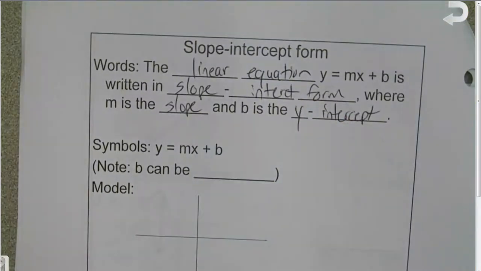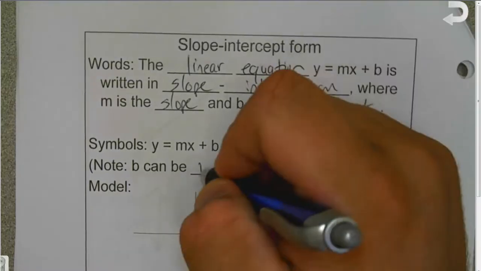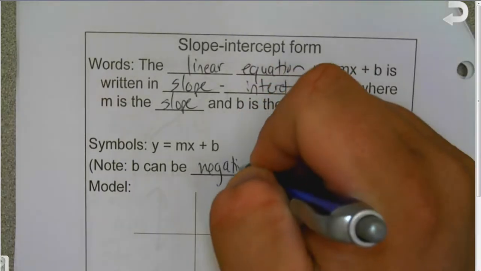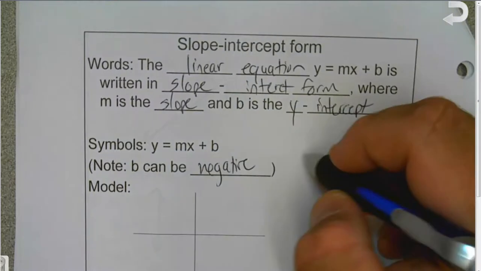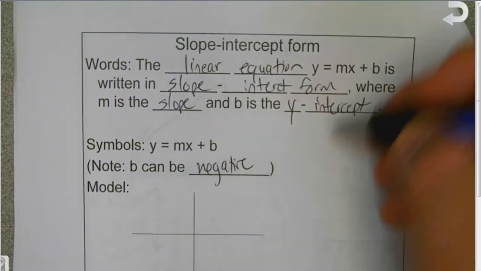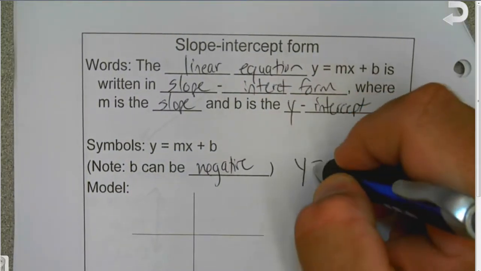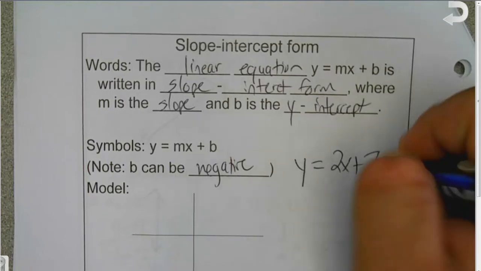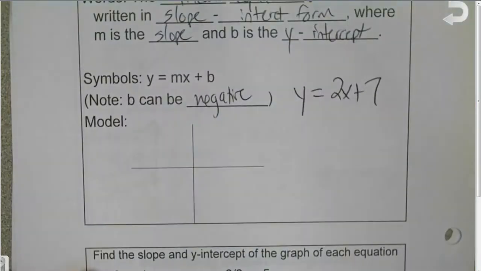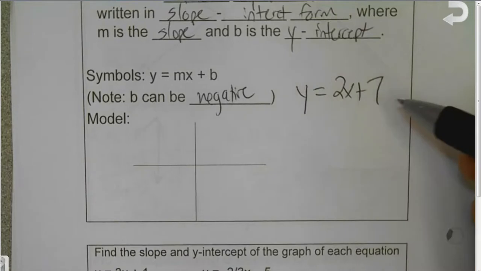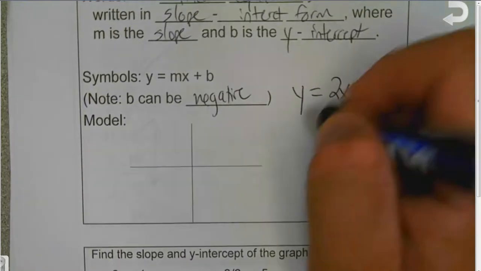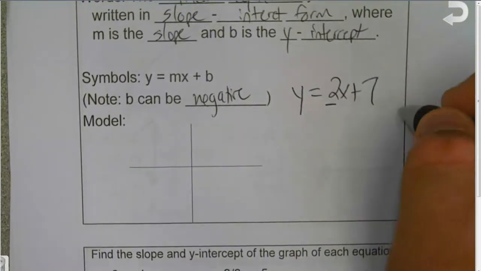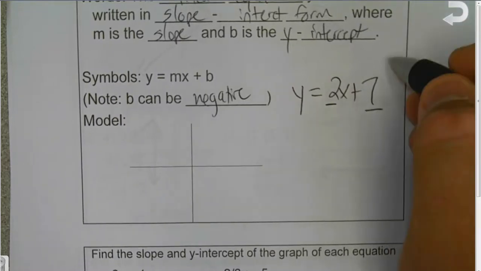Now, remember, b can be positive or negative. The slope can be positive or negative. But let's look at this, for example, of y is equal to 2x plus 7. If I was going to plot 2x plus 7 on this graph, I would know that the slope was 2 and the y-intercept was 7.